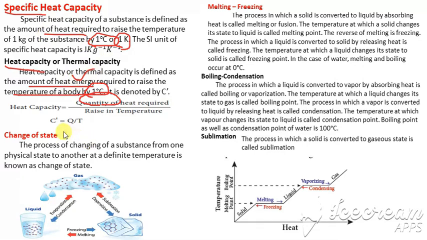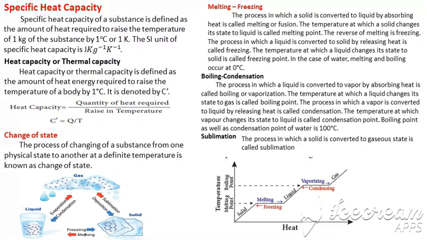Okay, so heat capacity is equal to the quantity of heat divided by the rise in temperature. Heat capacity is denoted by C dash, which is equal to the quantity of heat Q divided by the temperature T. C dash is equal to Q by T.